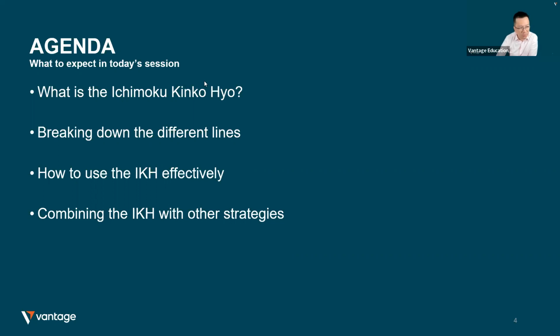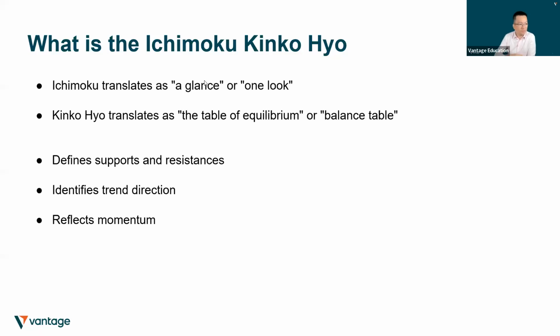What is the Ichimoku indicator? The Ichimoku Kinko Hyo indicator. Basically, Ichimoku translates as a glance or one look. Kinko Hyo translates as a table of equilibrium or a balance table. What it means is that just by applying this one indicator, it should give you, in one look, a balanced, overall view of where the market has been, is, and could be heading towards.